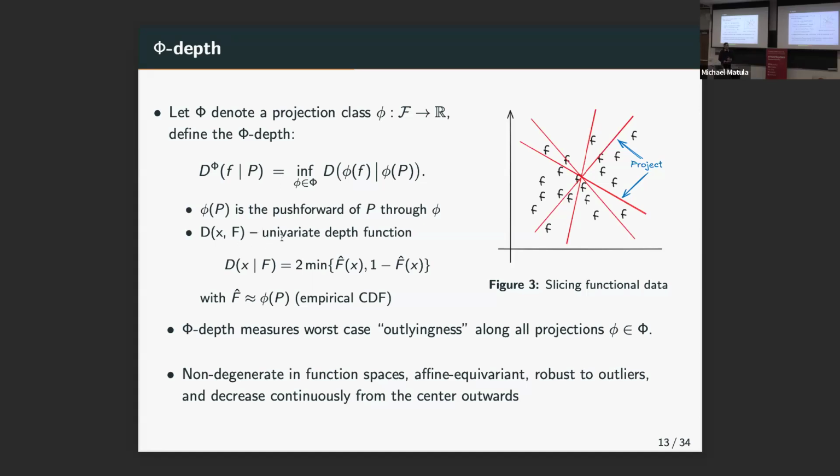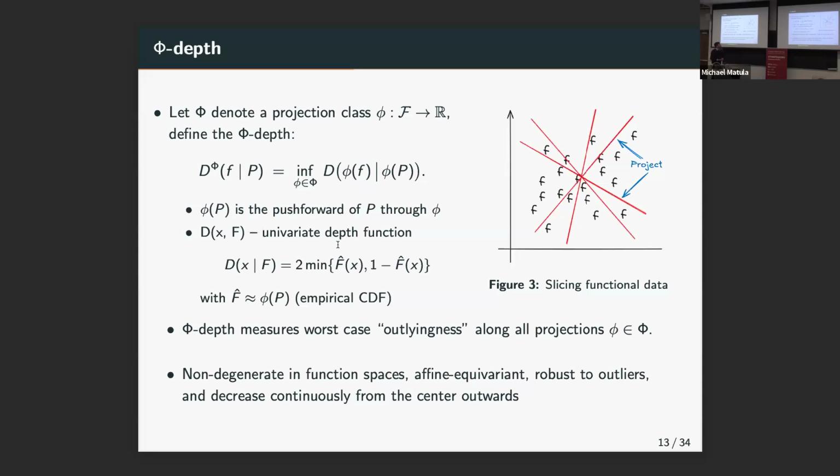The way we're going to measure outlyingness along any given projection is through something called a univariate Tukey depth. This is just one choice. There are many ways you could characterize outlyingness. But this is a very simple one, because all we're doing is taking 2 times the minimum of the estimated CDF at whatever point we're trying to classify and 1 minus it. So essentially, it's just a 2-sided p-value. If you're very far on the extremes of the distribution, one of these quantities will be very small, and you'll have a very low depth value. If you're at the median, you'll have a depth value of 1. So it behaves how we would expect or hope it would.